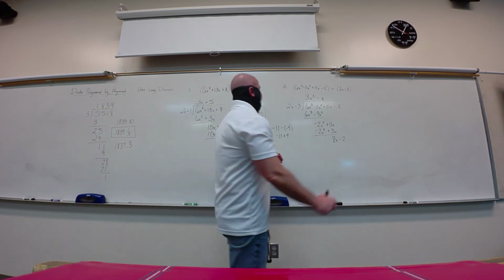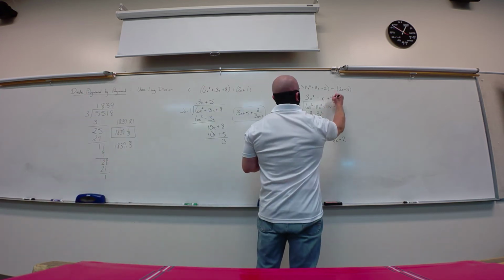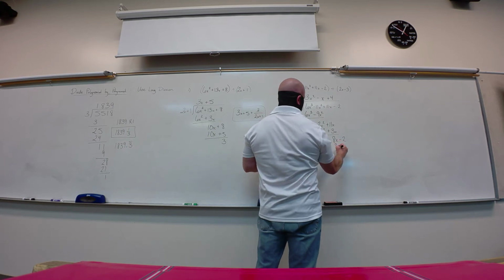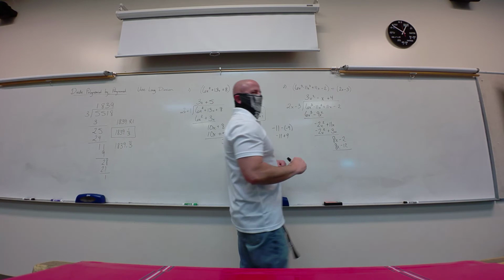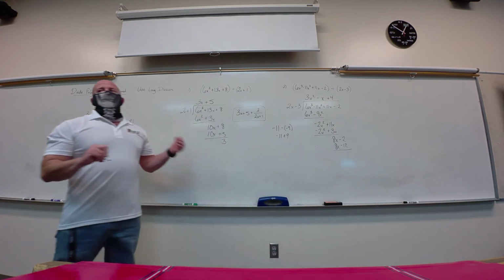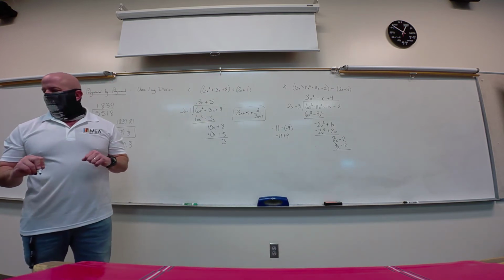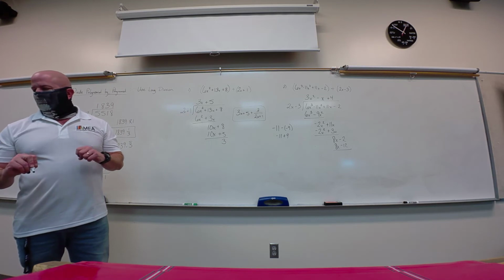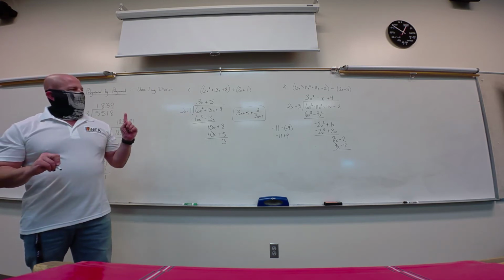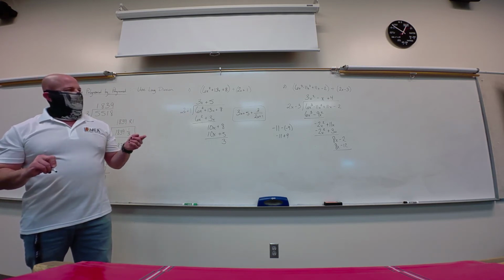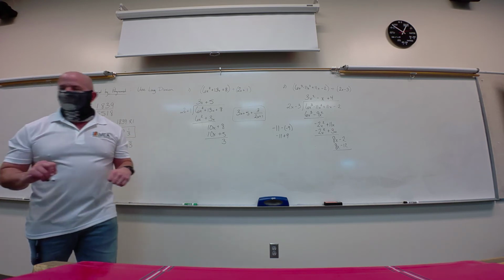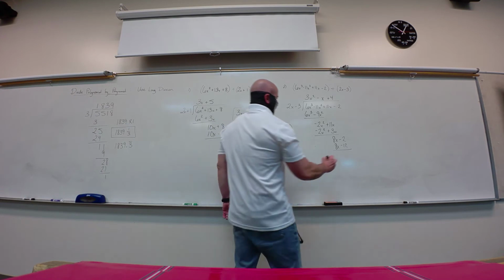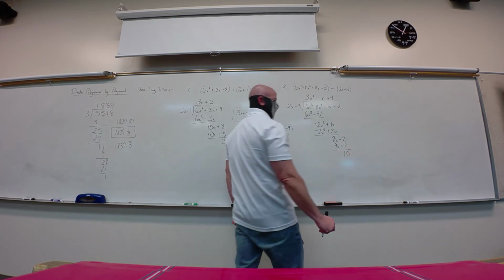2x times 4 will be 8x. Distribute, 8x minus 12. Now we're subtracting again. So I'd have 8 minus 8, 0. And negative 2 minus a negative 12 is a positive 10.